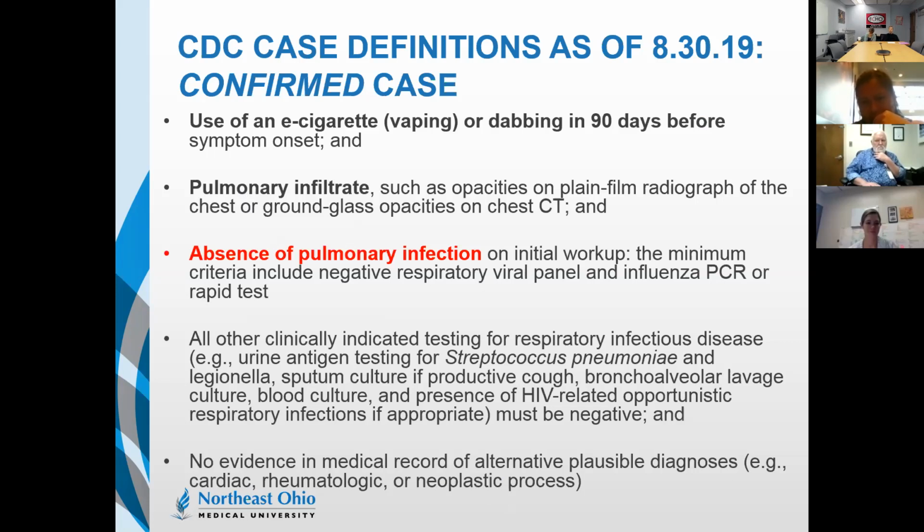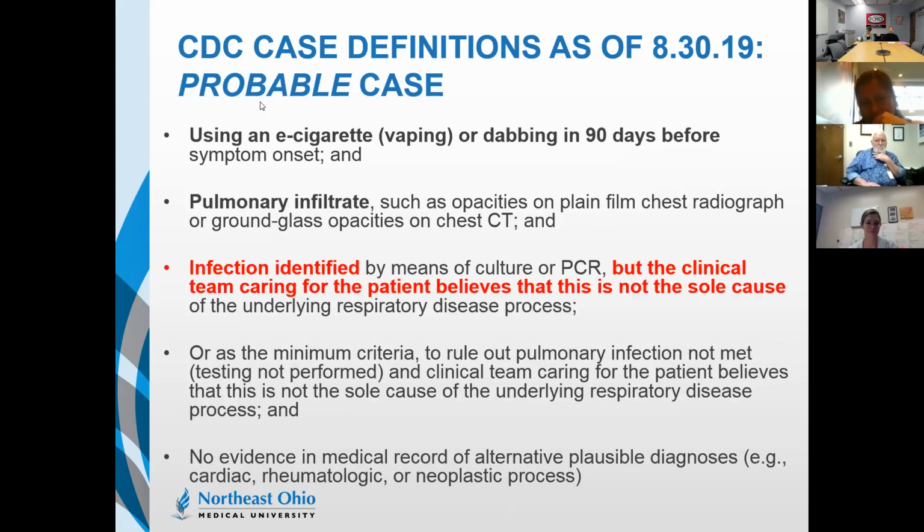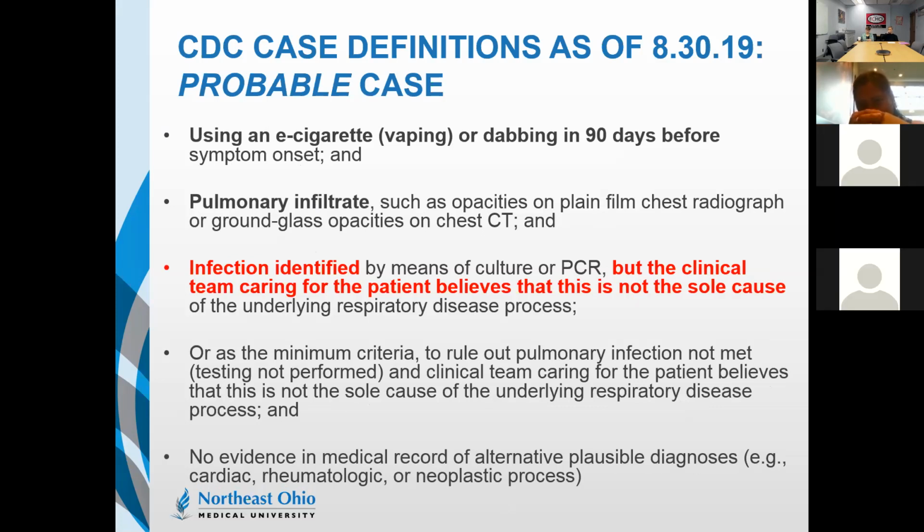And you'll see the difference is that with a probable case, you've got the history of the vaping or the dabbing, you've got the bad looking chest CT or the bad looking x-ray, but in these cases, you actually have identified an infection, but the clinical team that's taking care of the patient believes that this is not the sole cause of the person's pulmonary process. So in those cases, they call it a probable case. Okay, so those are some CDC definitions.